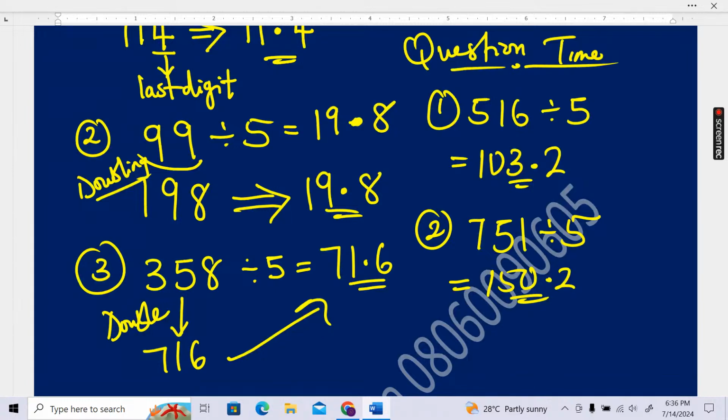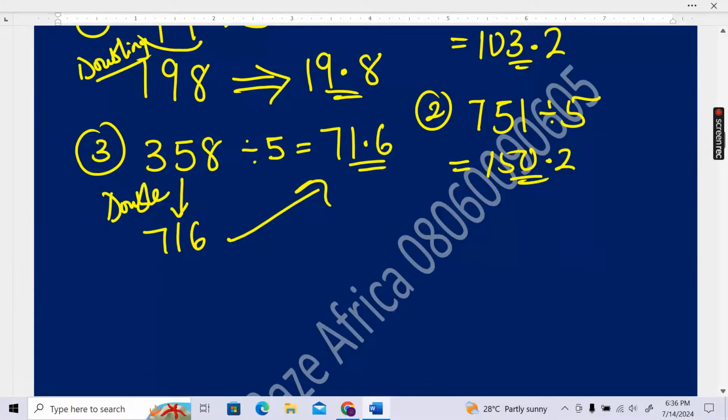Benedict, correct. Demilade, correct. Tosin Olusonya, correct. And Pierre, correct. All right, so I hope you understand this concept very well.